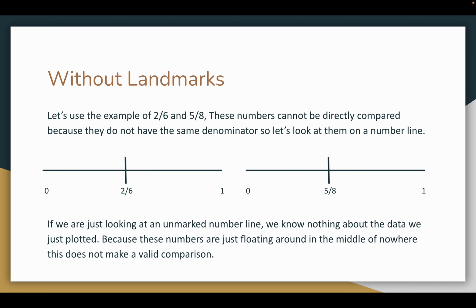Let's do an example here. We're going to look at 2/6 and 5/8. As we can see based on these number lines, there's not enough information here for me to compare these two numbers. I can't tell which is greater or lesser just looking at one single point on each of these number lines. So we have to add something called our landmarks.